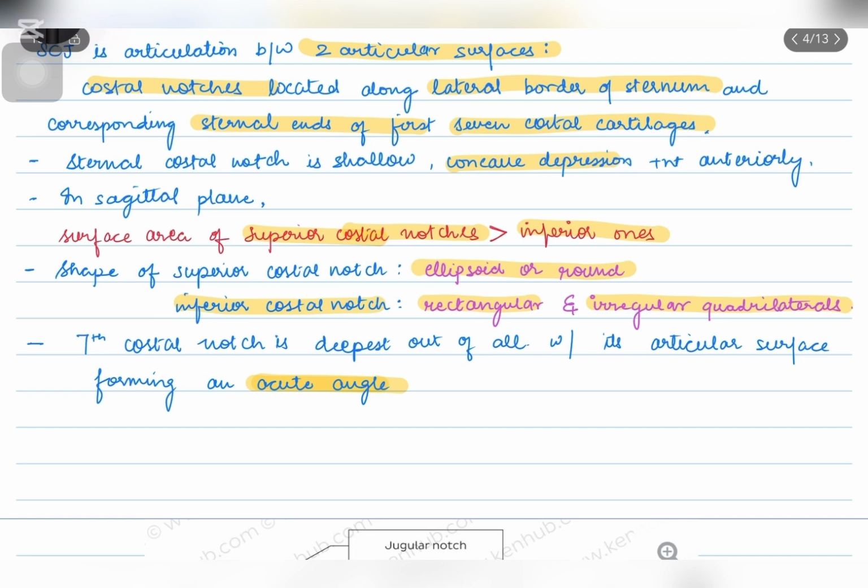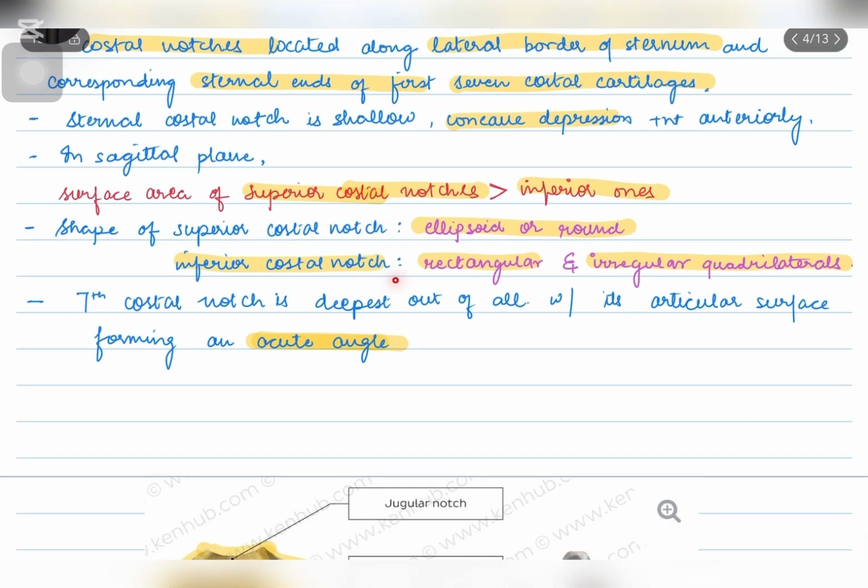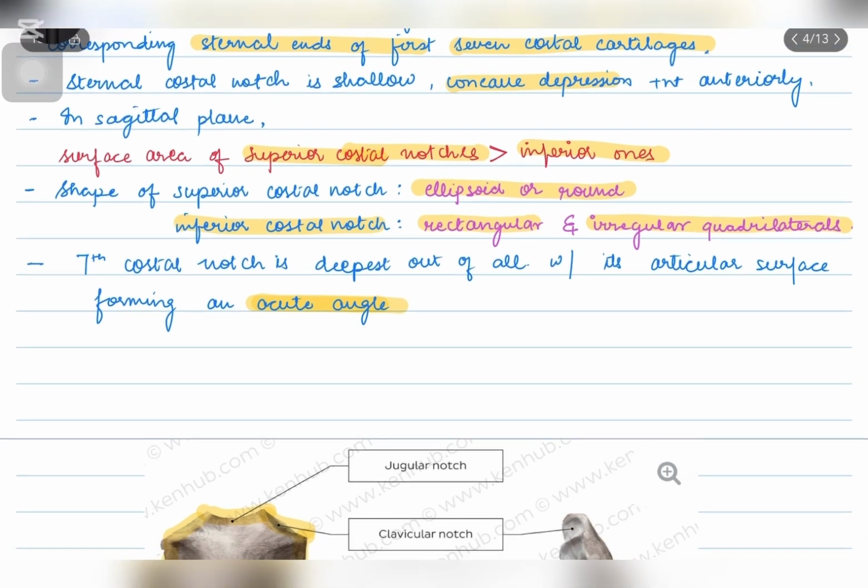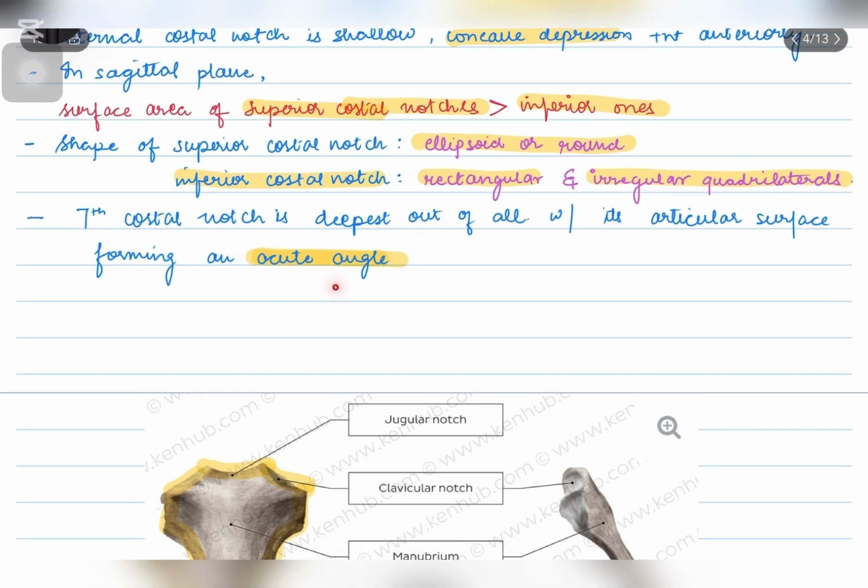Now, the shape of the superior costal notch is ellipsoid, or we can say round, as well as the inferior costal notch shape is rectangular and irregular quadrilateral. Now, the seventh costal notch is deepest out of all, with its articular surface forming an acute angle.